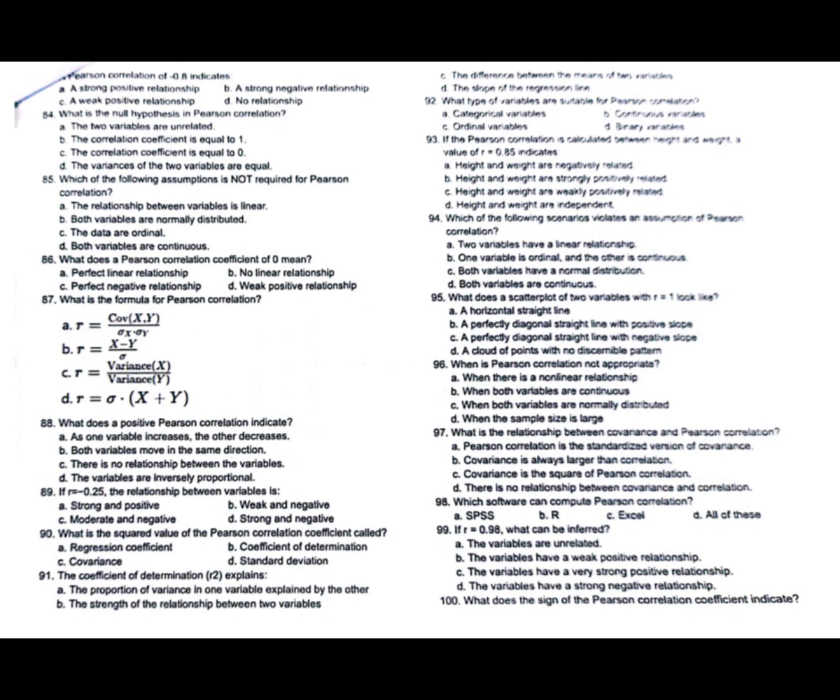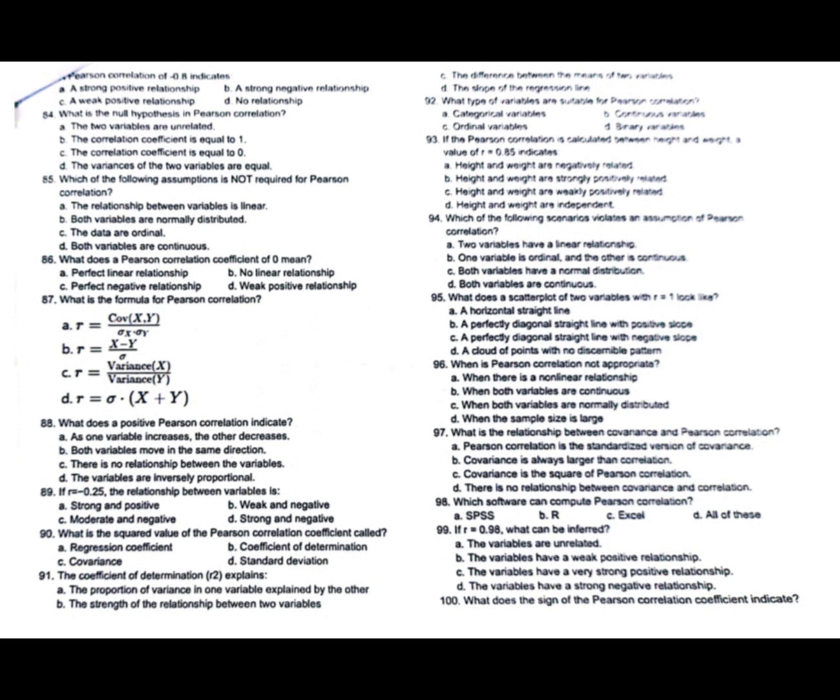Letter B, coefficient of determination. 91. The coefficient of determination R squared explains letter A, the proportion of variance in one variable explained by another. Number 92. What type of variables are suitable for Pearson correlation? The type of variables are continuous variables.